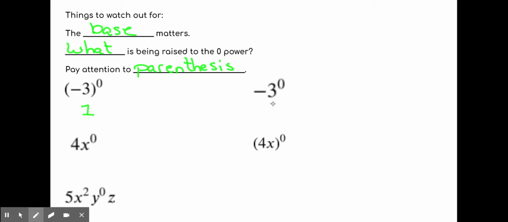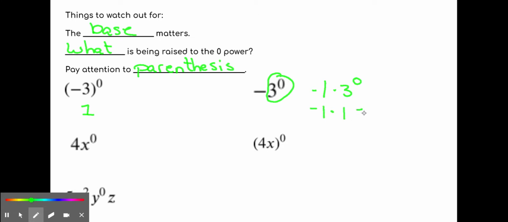Now, how is this one different? What is different about this compared to the first one? There's no parentheses, right? So the only thing that's being raised to the zero power is whatever's right underneath the exponent. An exponent belongs to whatever's right underneath it. Okay, so this is really -1 times 3 to the 0. The negative is not part of the base here. So this is -1 times 3 to the 0 is 1. So this equals -1. So notice, just like we saw before when we were talking about negative bases right before Christmas, the negative being in parentheses or not in parentheses makes a difference.